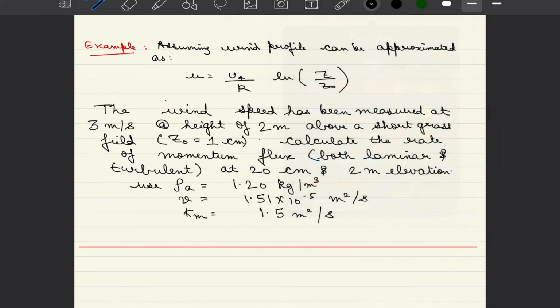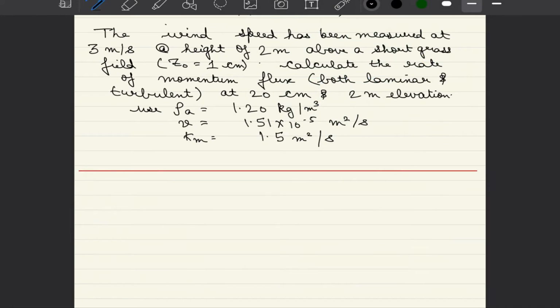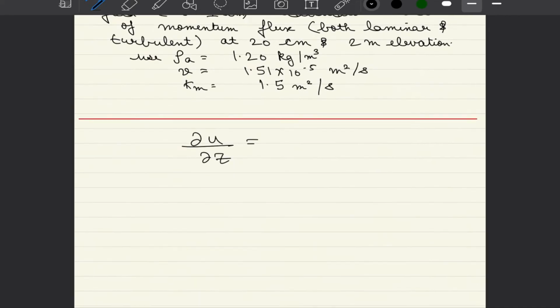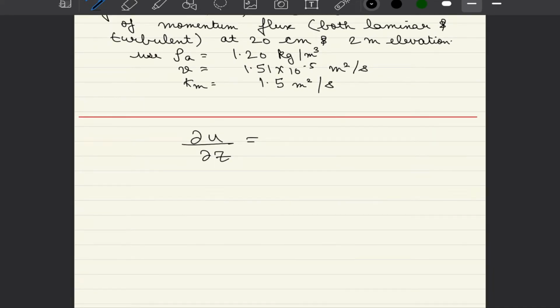Now we know that to calculate the momentum fluxes for both laminar and turbulent cases, we need to know what would be the value of du by dz, which can be easily obtained by taking the derivative of equation 1 with respect to z, which in this case can be written as u star upon kz. Now, what we don't know is the value of u star. We know k is the constant 0.4, and of course we know the z or the heights at which we want to calculate this du by dz.